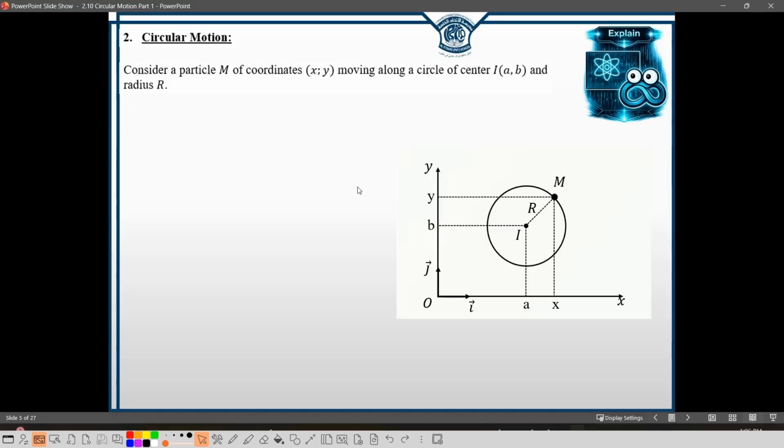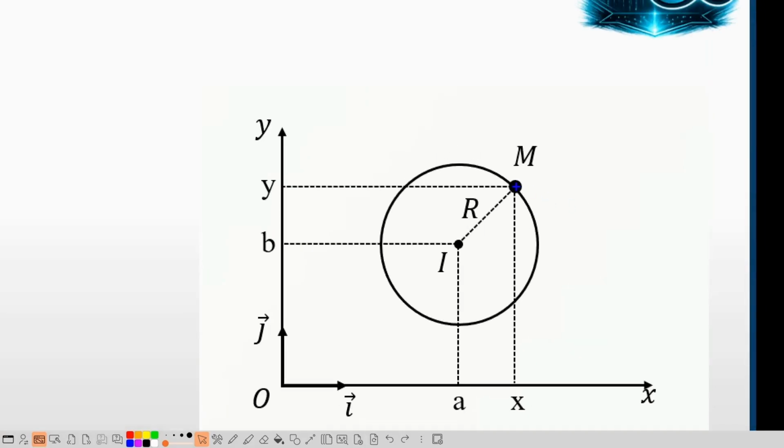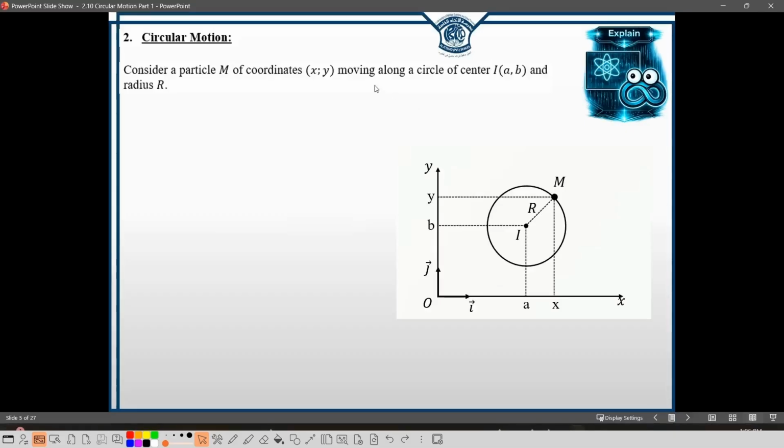So let's jump right in. Consider a particle M of coordinate x, y. This particle is located at this location, and it is associated with an x coordinate and a y coordinate. Let's assume that this particle is moving along a circular path. The center of the circular path is (a, b).